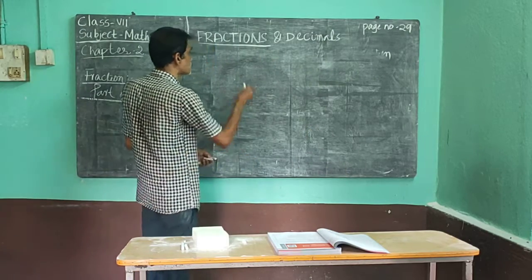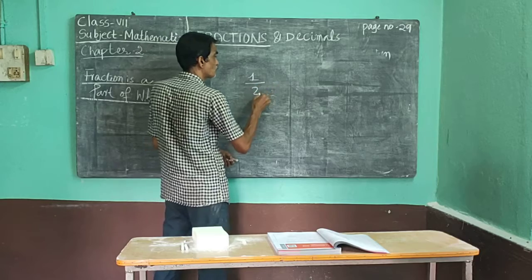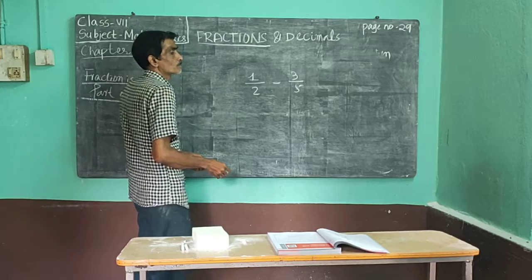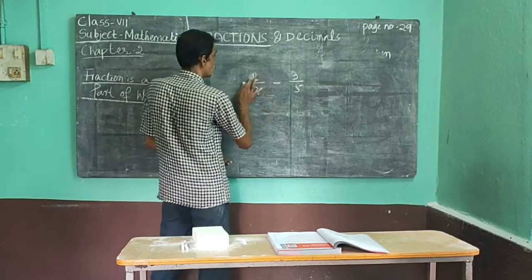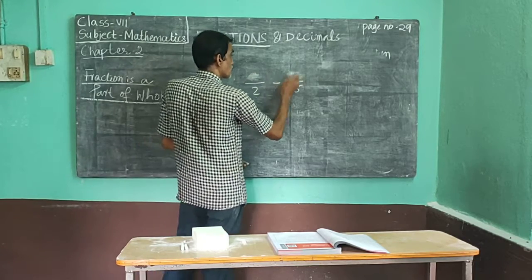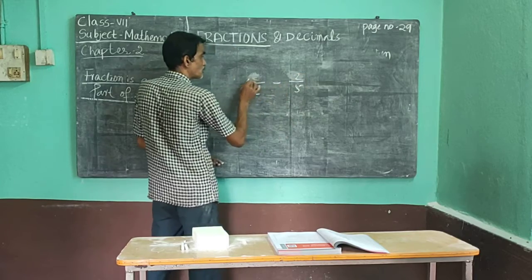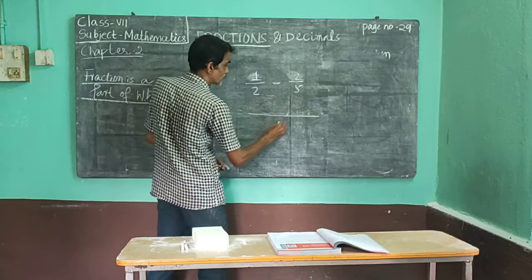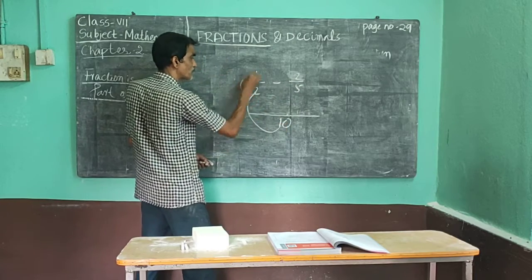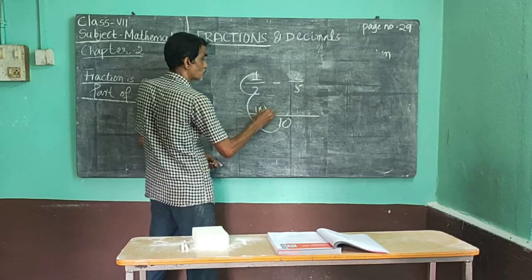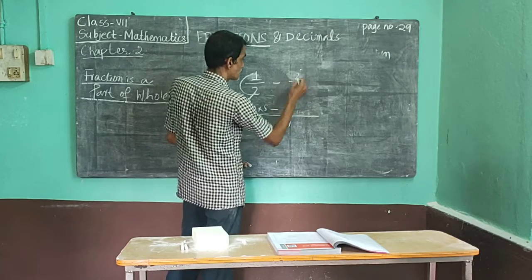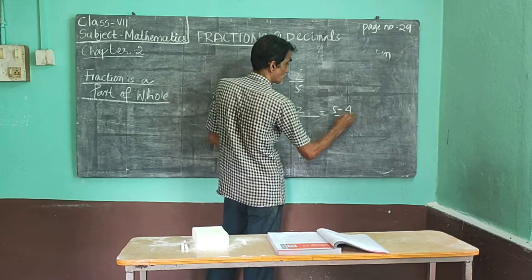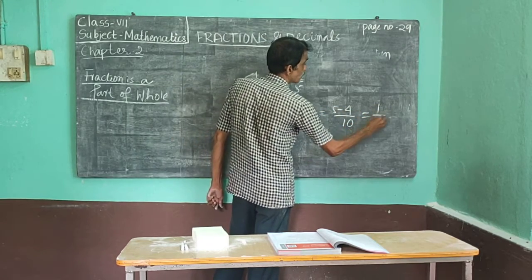So another example of subtraction, 1 upon 2 minus 3 upon 5, or 2 upon 5 minus 1 upon 4. Similarly, take the LCM, 2 and 5 LCM is 10, divide, multiply. So 1 into 5 minus, divide, multiply, 2 by 2. So 5 minus 4 by 10, your answer is 1 upon 10.